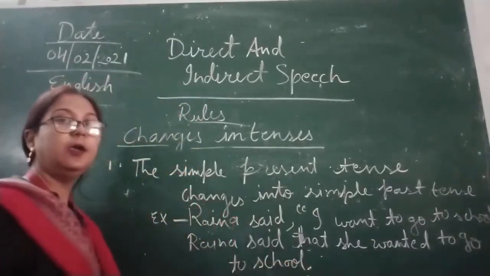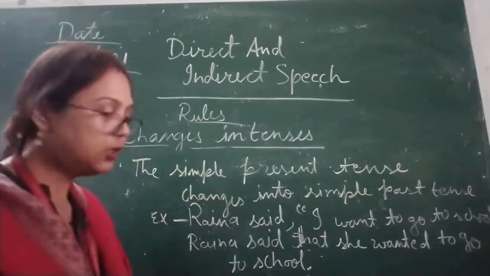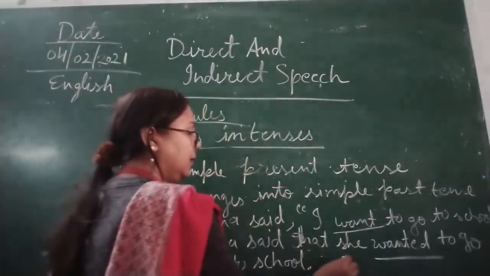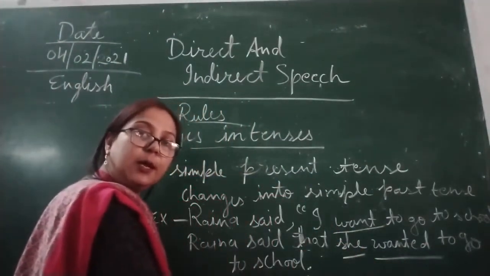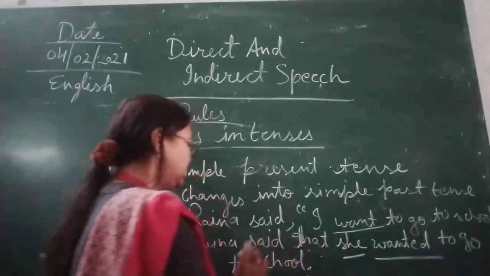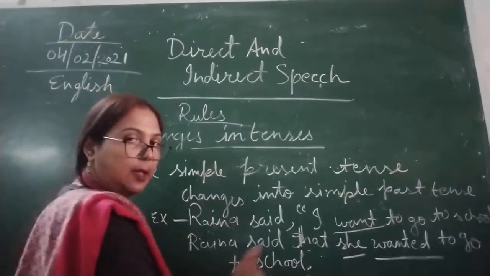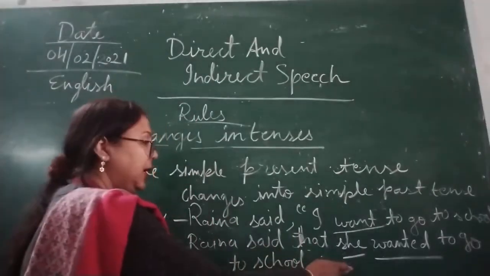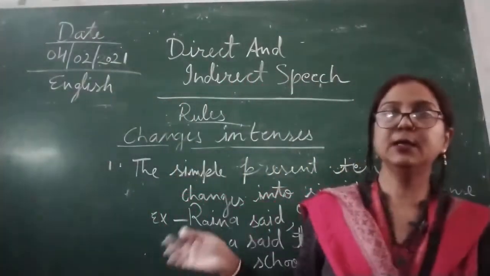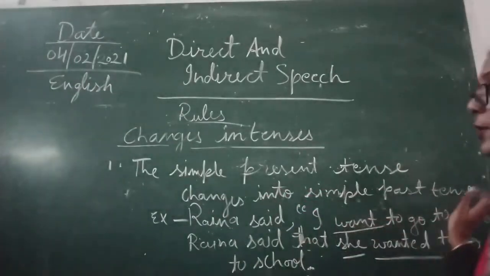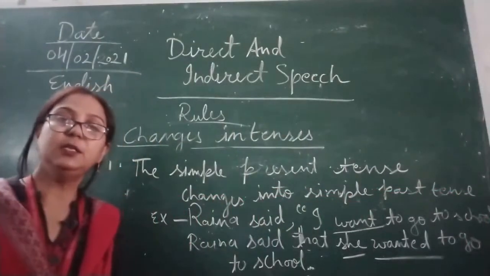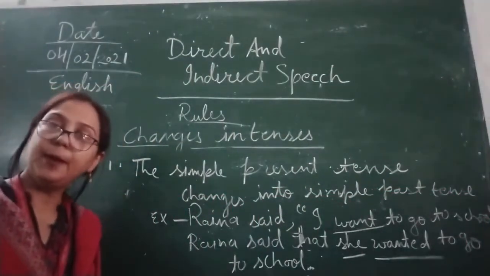Okay children, now you can see what we have changed. We have changed "want" to "wanted", and I, because there is a changing of pronoun, as you all know. I becomes she, because Rana is a female, so we have written she over here. She wanted to go to school. All the inverted commas and commas you can see are erased. So this is the rule to change simple present tense to simple past tense, children.